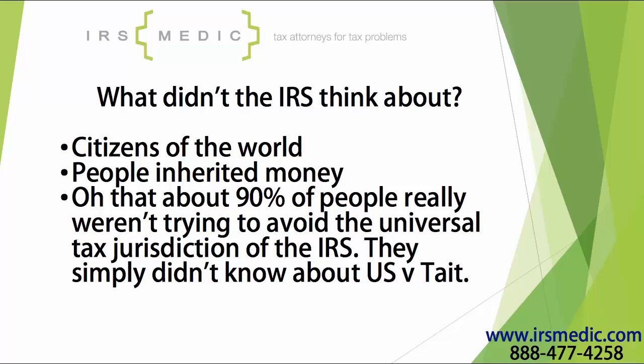IRS didn't think that sometimes people inherit money from people who have legitimate reasons to have that money over there. And they don't really think that 90% of people that we encounter really weren't trying to avoid that universal tax jurisdiction of the IRS. Remember that universal tax jurisdiction? Where does it come from? It comes from a Supreme Court case that no one could really understand, U.S. versus Tate. So that's really what they didn't think about.